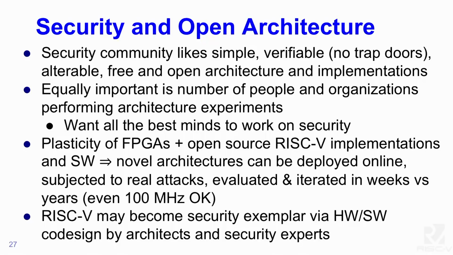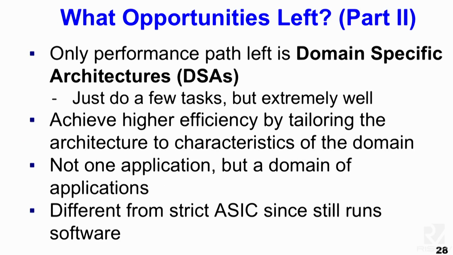And the beauty of it is, because it's an FPGA, we could iterate like once a week or once a month rather than every few years, which is the current rate, and it's hard to be optimistic of changing it every few years. So I'm pretty sure RISC-V is going to be the exemplar for the security community. It's simple, you can modify it, you can put stuff out there, and I think the innovation is going to happen here first. So another opportunity is domain-specific architectures.